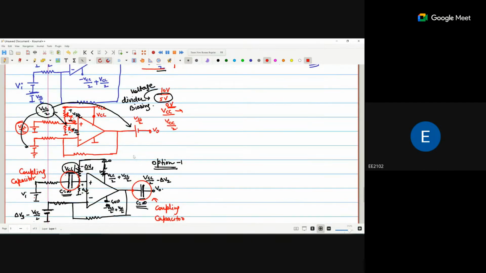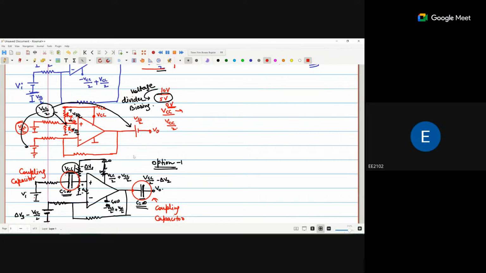Now, how do we provide the VCC by 2? The problem is that we would require 3 voltage levels: VCC, VCC by 2 and ground. So we avoid the problem of VCC by 2 by using the same VCC and a voltage divider biasing circuit. In voltage divider biasing, we use 2 equal resistances, so that the circuit divides this voltage and we generate VCC by 2 from there.